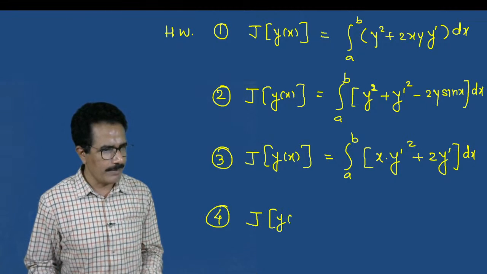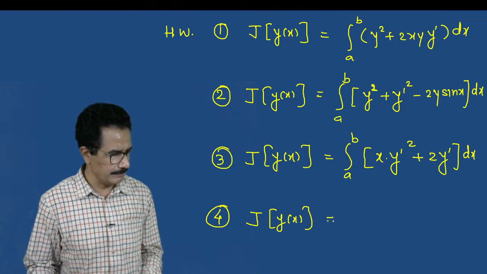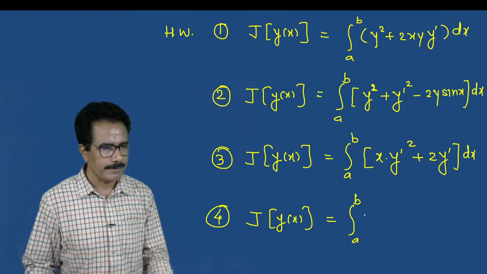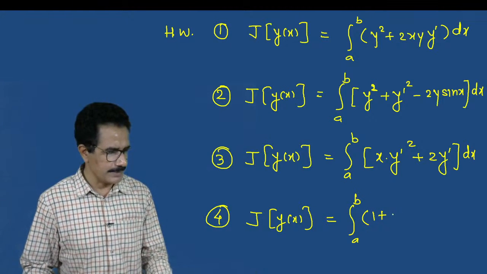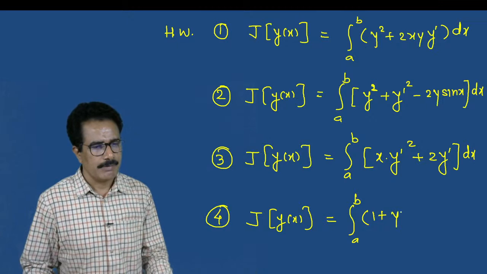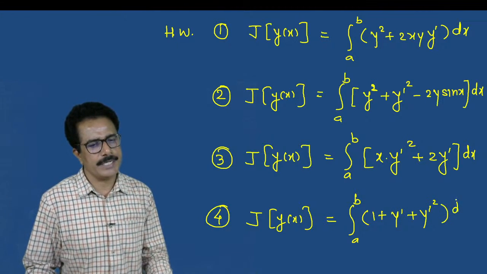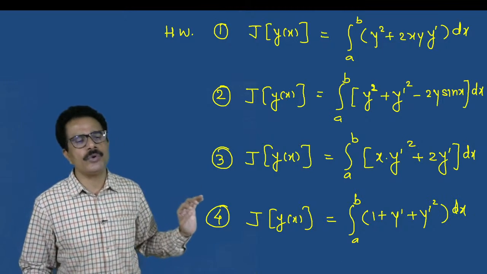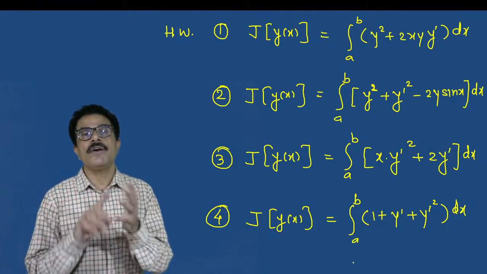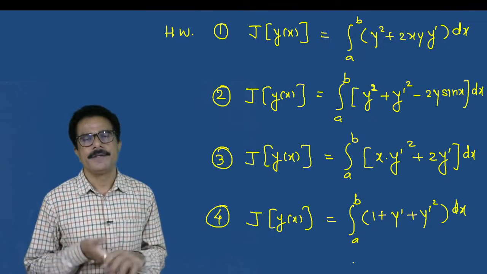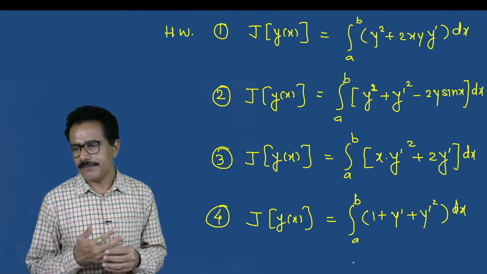J of y of x is equal to integral from a to b of 1 plus y dash plus y dash square dx. That means you only have to calculate the value of y in terms of c. Value of y in terms of c.